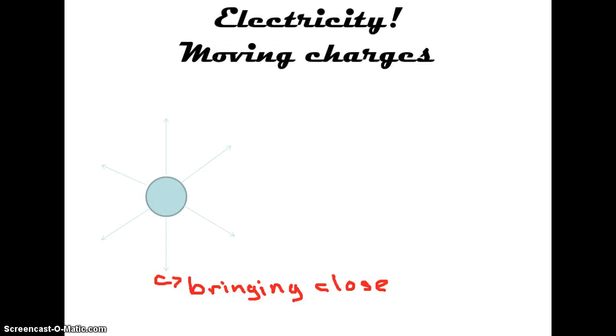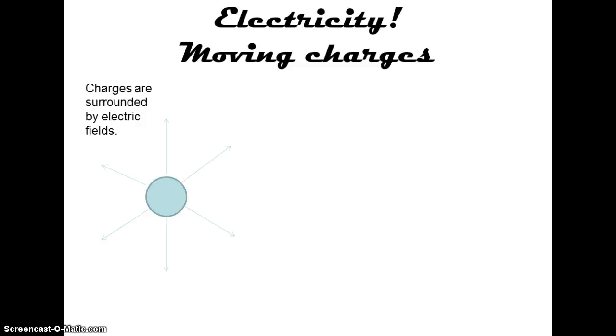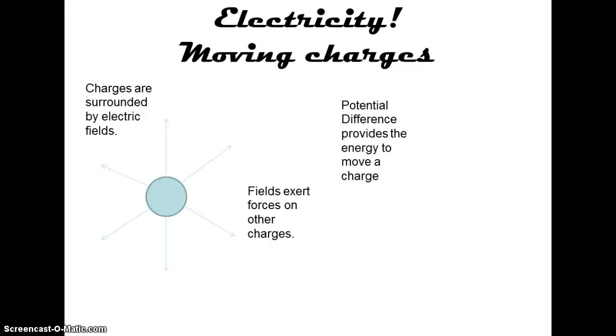When we start doing that, we're looking at moving charges. Charges are surrounded by electric fields. They exert forces on other charges. That potential difference, or the voltage, provides energy to move the charge. The voltage pushes the charge, and that creates a current, which is the movement of the charge. So you'll need to know current is a moving charge.